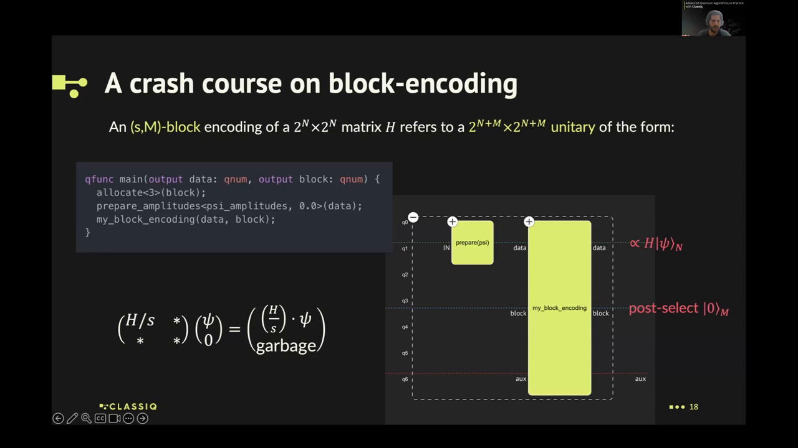Let's say I have some amplitudes that I'm loading to the data. So I'm preparing some psi. Then I'm applying my block encoding. So psi connects to the data part, and the block starts with 0. What the block encoding gives you is that if you post select the block variable of size m to be 0, then you know that this state is proportional to H times psi. This is the idea of block encoding.